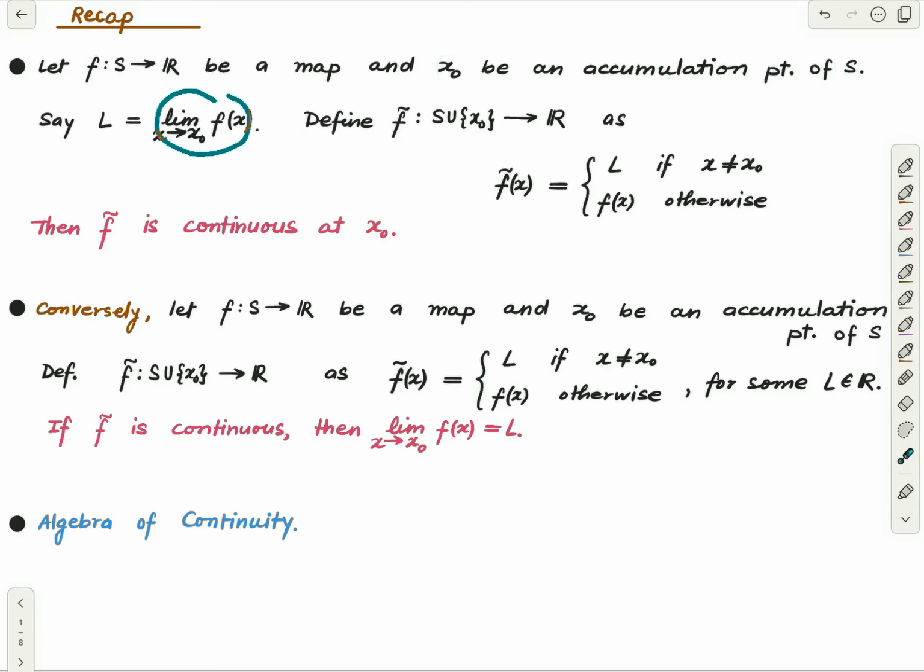Assume that this limit exists and call it L. And define this function f tilde on this domain by replacing the value at x0: if x0 is in S, then we just replace the value at x0 by L and preserve all the other values. And if x0 was not in the set S, then we are just introducing a new point, extending the domain of f and defining f tilde as follows. So we did this, and it turns out that f tilde will be continuous at the point x0.